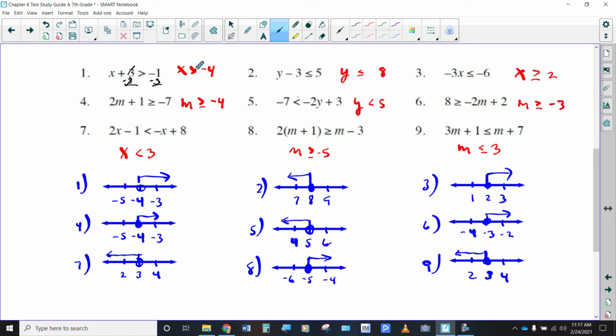And once you solve it, then the number here becomes your boundary number that you circle on your graph, and then you decide whether it's shaded in or left open, right? This one's going to be left open, but these two have the less than or equal to, greater than or equal to, so you shade those in. And then if you've got your variable on the left, that's going to tell you which direction to shade in.